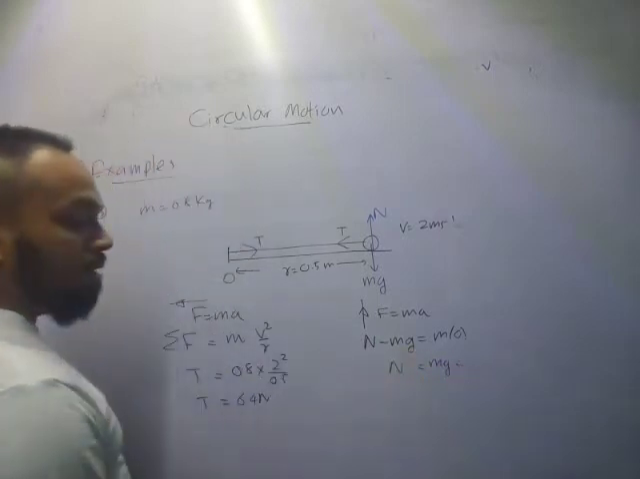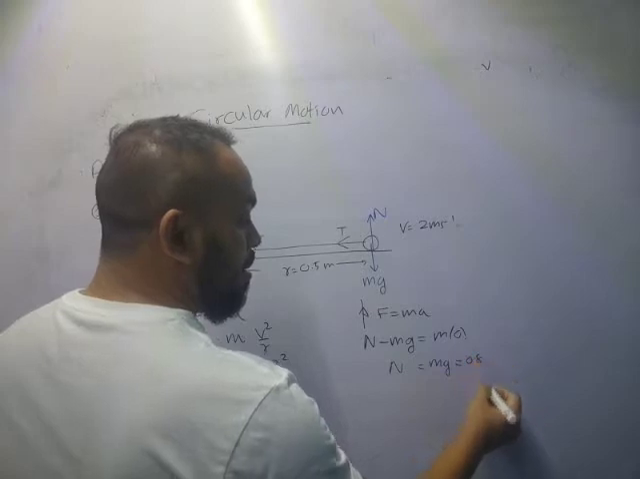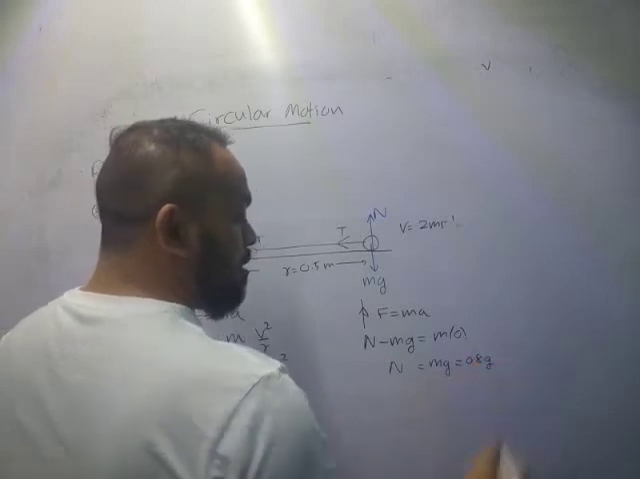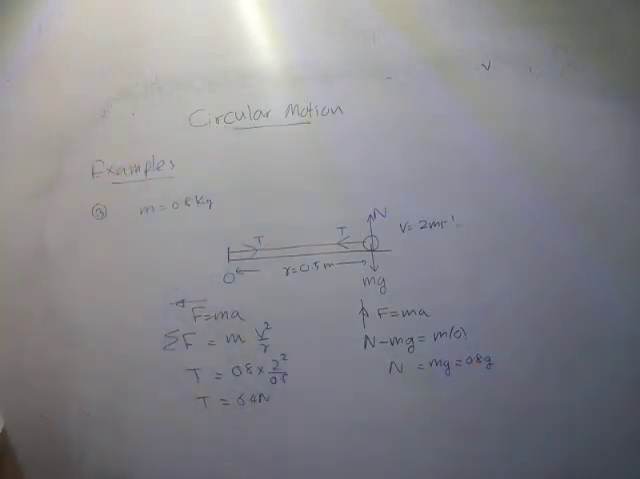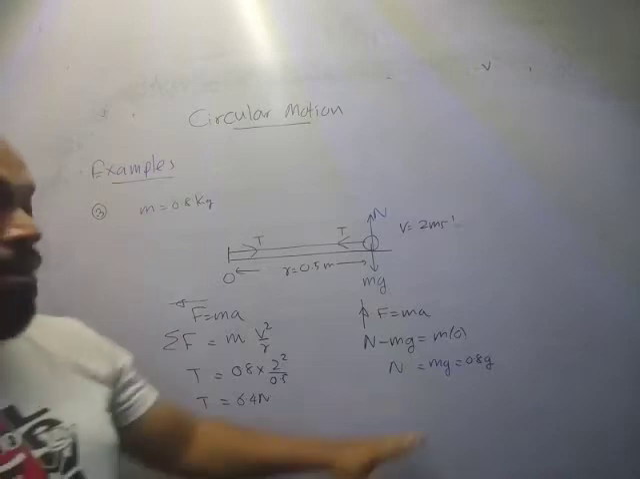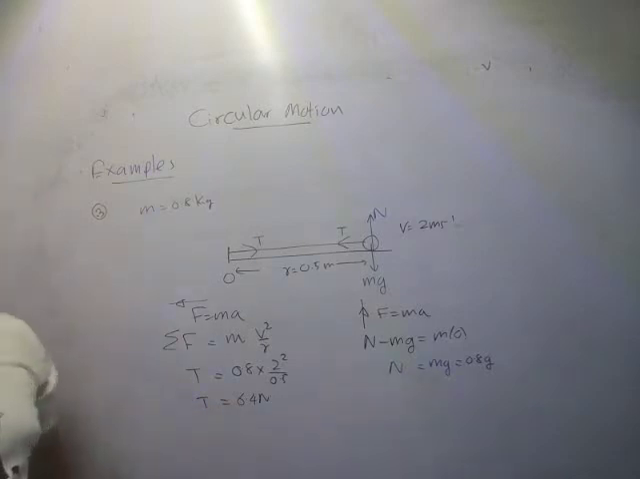So m is 0.8, g is g. So if g is 10, it should be 8 newtons. Right. So this is how you do this question. Very easy.